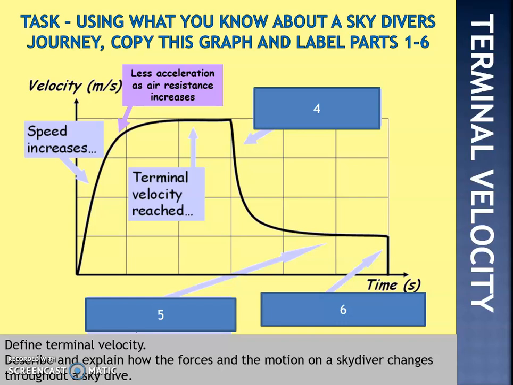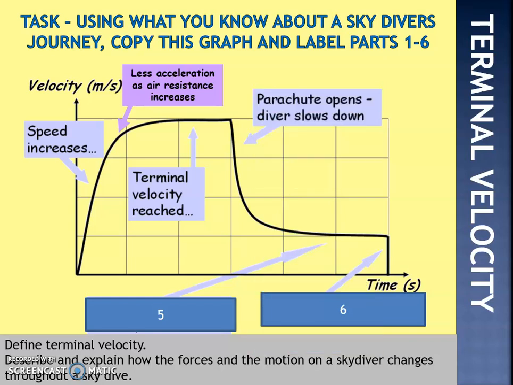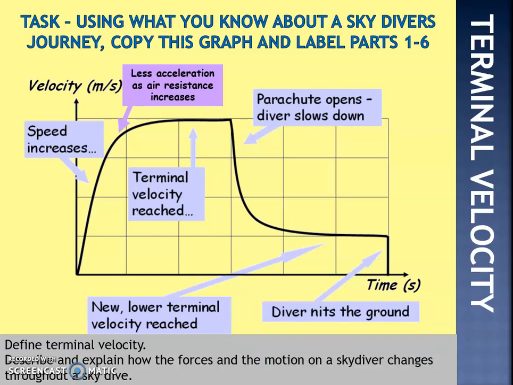Velocity is constant. At 4, his parachute's open, so the diver starts to slow down. At 5, we're straight again, so a new lower terminal velocity has been reached. And finally, at 6, the skydiver has hit the ground, his velocity has reached 0.